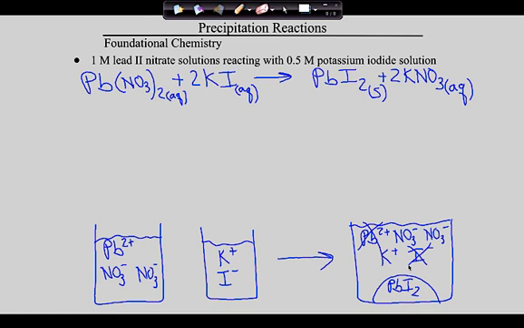What about the potassium? What did it do? Started dissolved, ended up dissolved. It didn't do anything either. The nitrate and the potassium didn't do any chemistry. There's a name for that, and you want to write this down. These are what are called spectators.